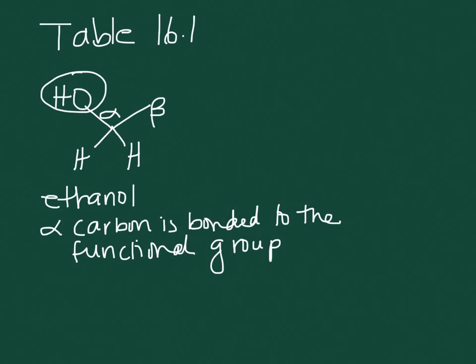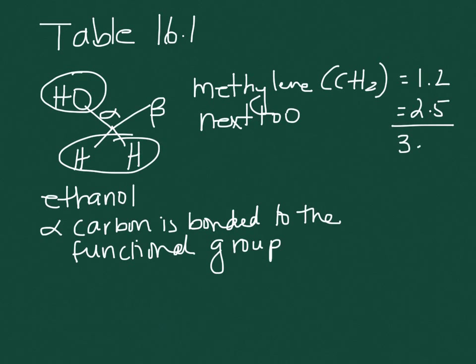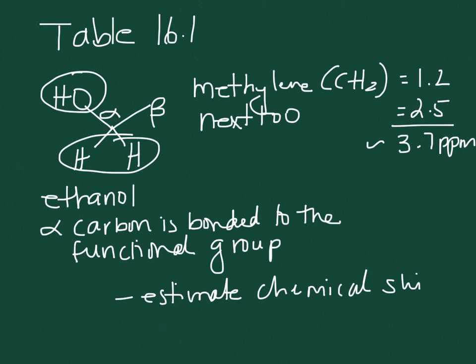You should remember this from last semester. If you were to look at the chemical shift of these hydrogens, it's a methylene group, which is a CH2, which we said would typically be around 1.2 ppm. It's directly next to the oxygen of an alcohol, so we are going to add 2.5 ppm. So the chemical shift should be around 3.7 ppm. And so you can use these estimates to estimate chemical shifts.